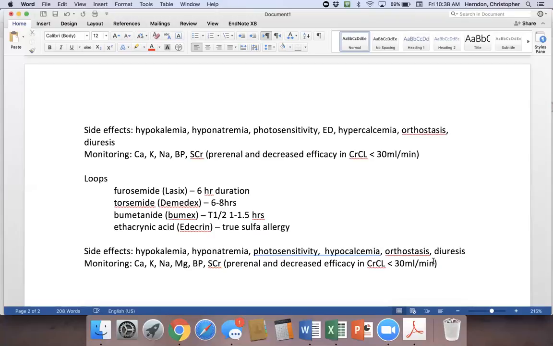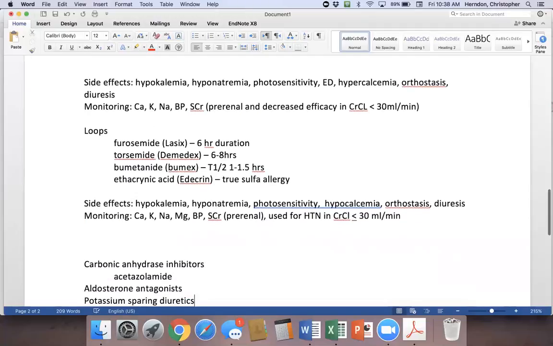And when are these drugs used for hypertension? When the thiazides are no longer useful, right? They're used for hypertension in creatinine clearances less than or equal to 30 mL per minute. All right, we good? Move on? Let's keep going.